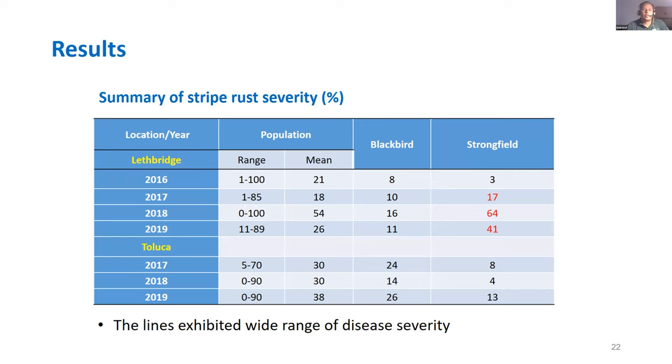So looking at the summary of stripe rust data at both sites, Lethbridge and Toluca, there was a wide range of stripe rust severity at both locations, and the lines behaved differently. Looking at the parents, Strongfield, as expected, was showing high disease scores in Canada compared to Blackbird, but it was vice versa at Toluca.